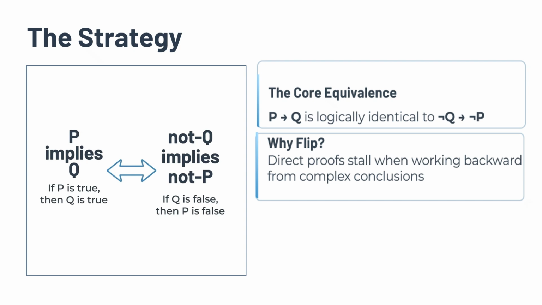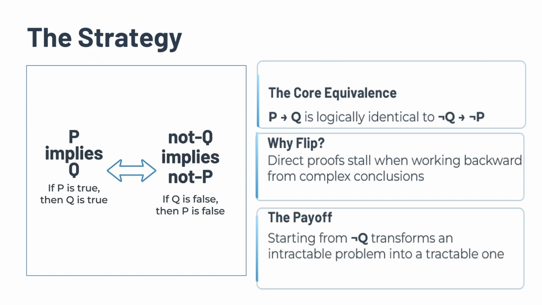Why do we flip? Because working forward from P can sometimes stall, especially when Q is complex or abstract. By starting instead from the negation of Q, we often transform an intractable problem into one that is far more manageable. The payoff is clarity. Proving not Q implies not P can be simpler, yet it guarantees the truth of P implies Q. This strategy is not just a trick. It's a fundamental tool in proof writing, sharpening our ability to navigate logical structures with precision.